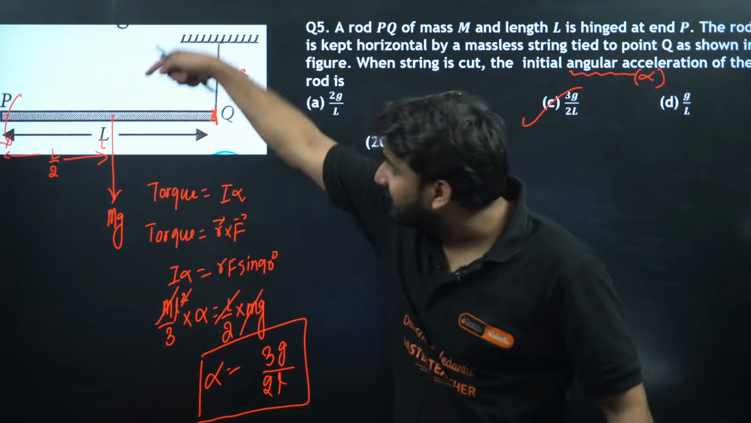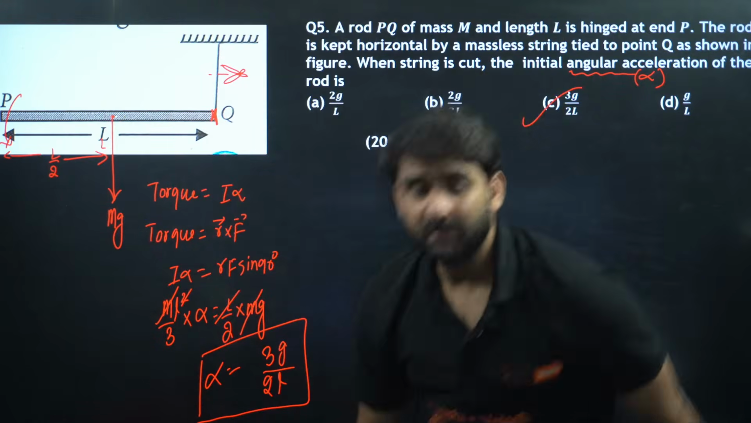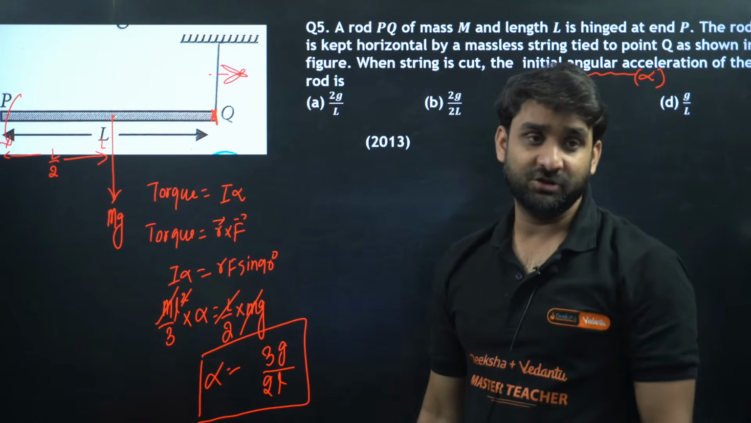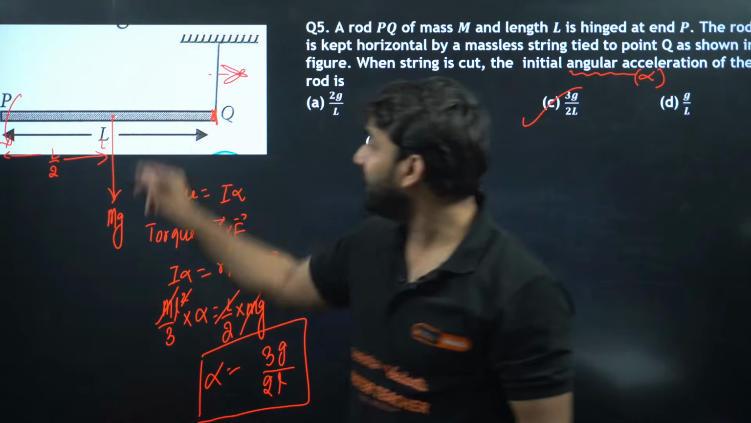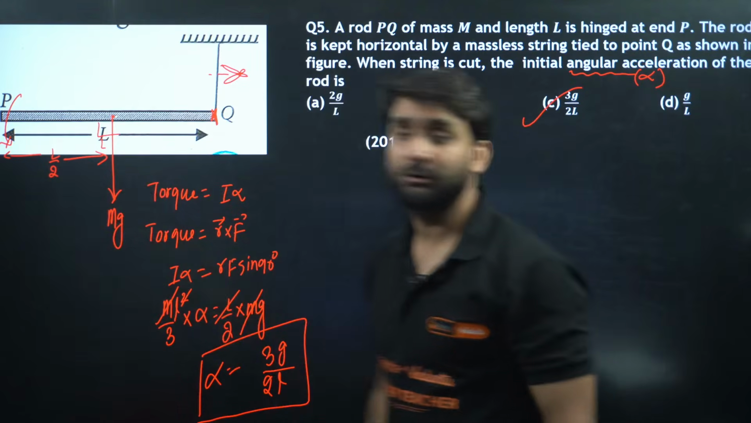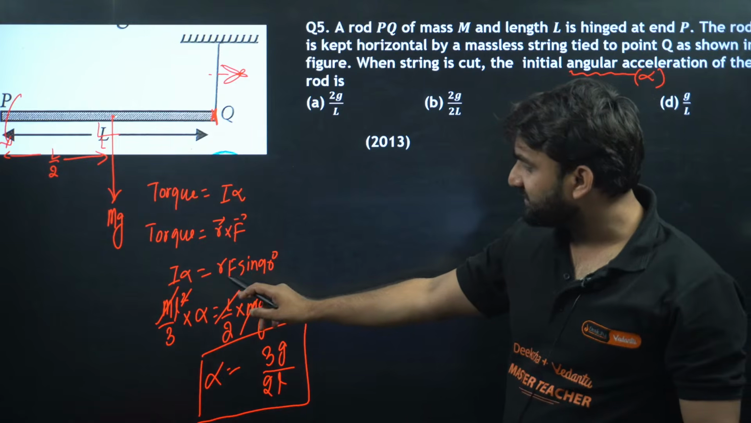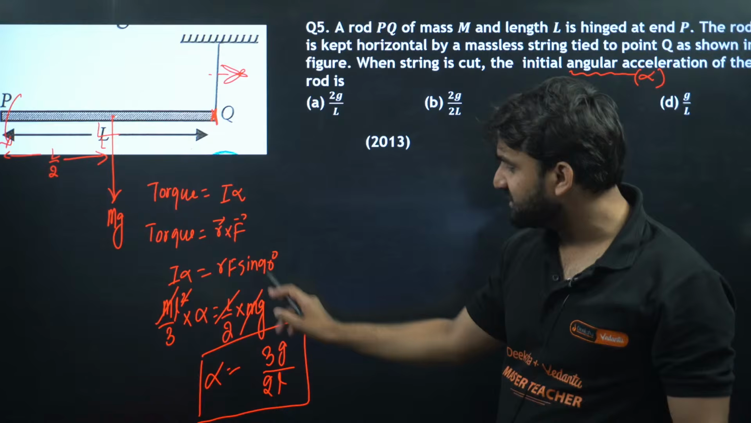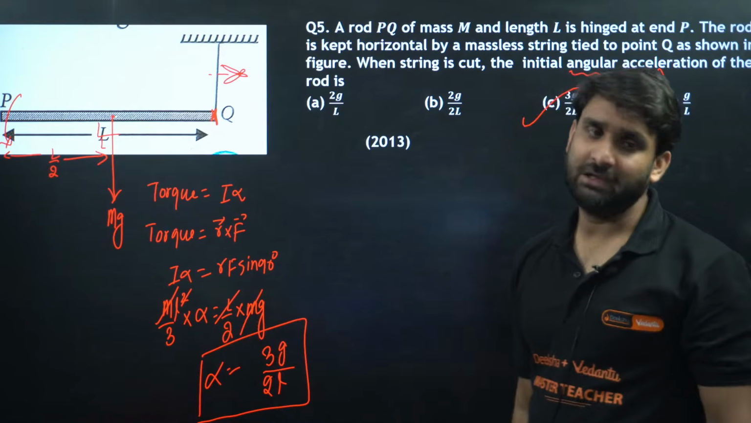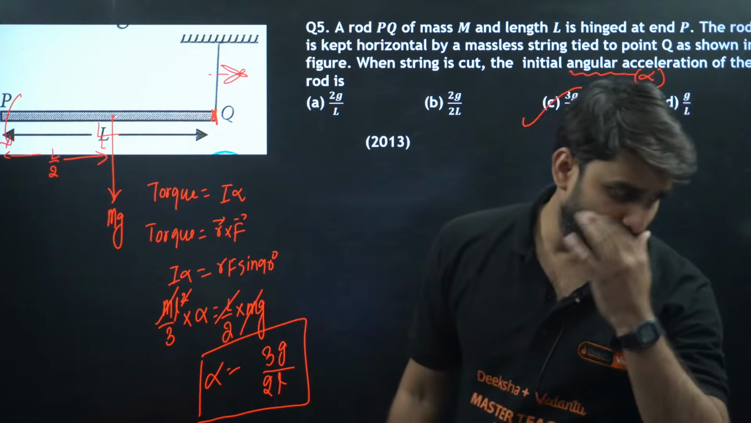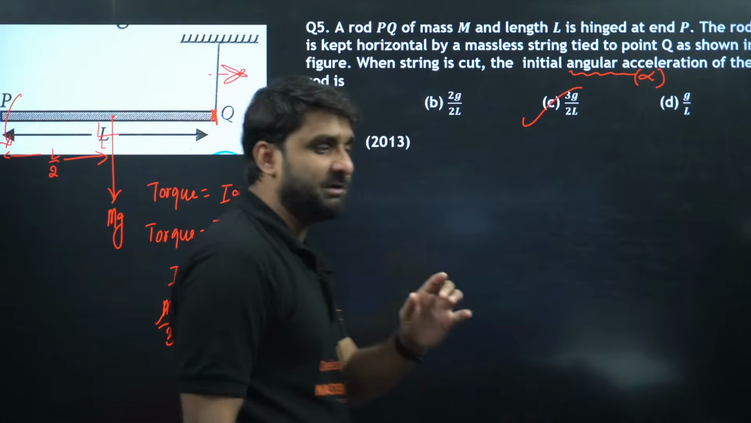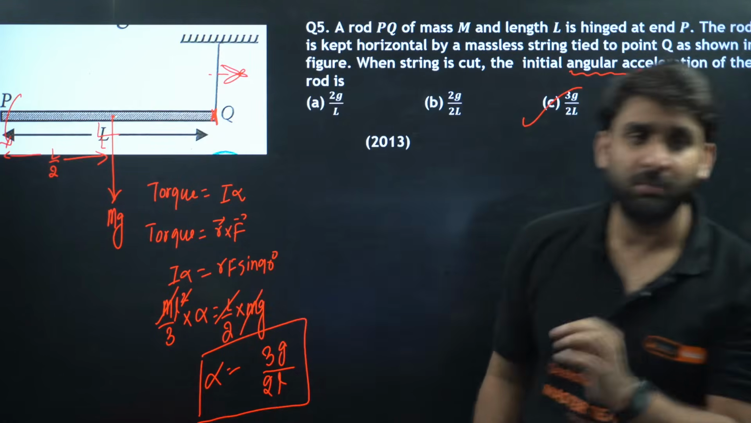The weight is acting. The weight will bring this rod in the downward direction. Weight is the force, and for weight, the perpendicular distance will be L by 2. Weight is producing the torque here. So the perpendicular distance is L by 2 and the force is weight, mg, sine 90 is 1. So after putting the values, we got alpha. I hope this is clear to you all. If you are having any problem, please let me know, champion.